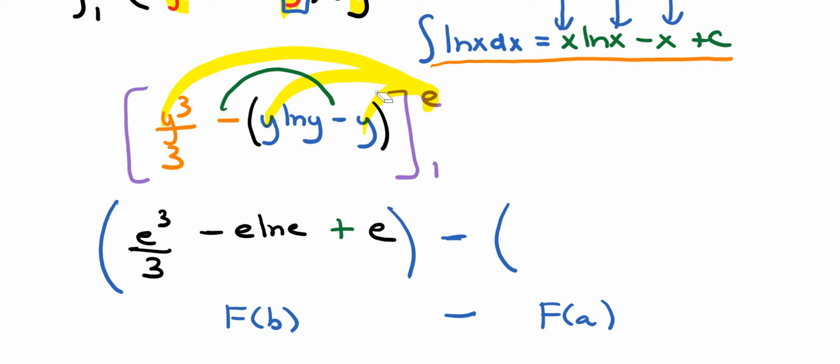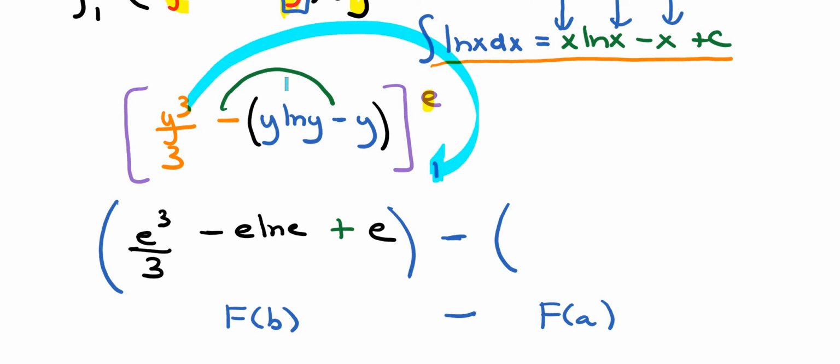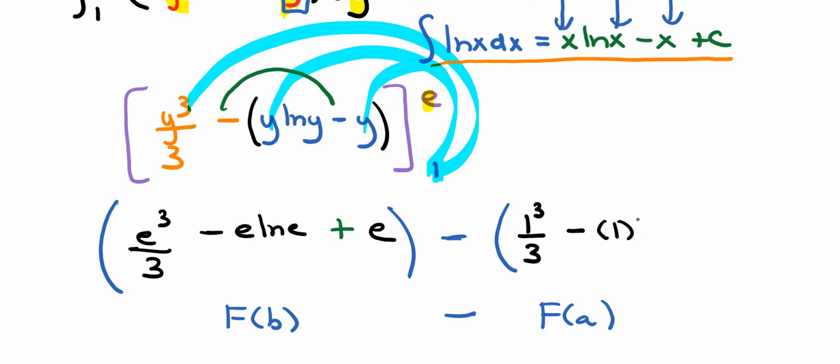And for that, let me just erase this, and we're going to go ahead now and evaluate our lower bound in for all my y's. And if I do that, I would get 1 to the power of 3 divided by 3 minus 1 times ln 1, and then plus, remember that minus sign makes that a plus, so plus 1, and then close off that bracket. And that right there is my fundamental theorem of calculus.